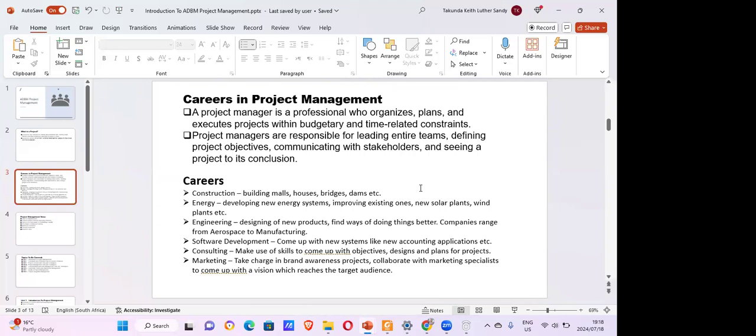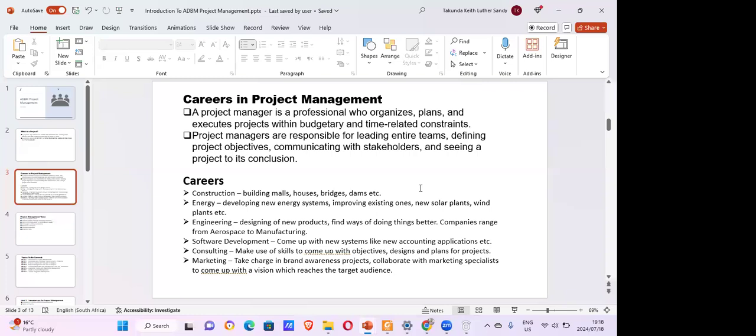Let's see the careers in project management. They are saying a project manager is a professional, okay, who organizes, plans and executes projects within budgetary and time-related constraints. So you as the project manager will be responsible for making sure that everything you do on your project is done within the budget or budgetary limits that you will be given by your organization, and is done within a specified time that you will be given also, right?